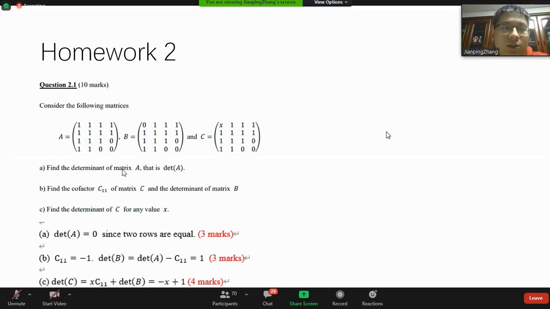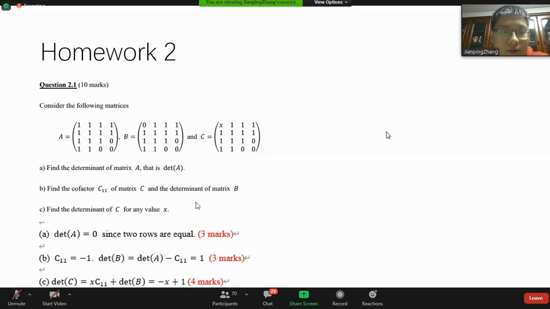But you can also expand it to compute the determinant. And for part B, find the cofactor of C11. For C11, you observe that the cofactor is the right bottom 3 by 3 block, which is actually a triangular matrix. And the determinant is the product of the diagonal values, so it's -1.